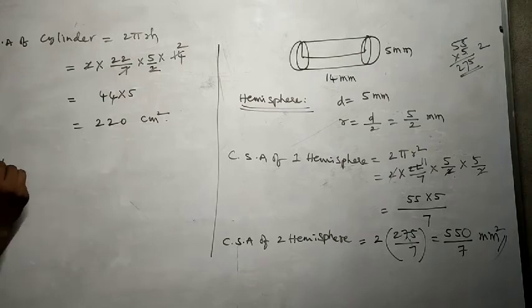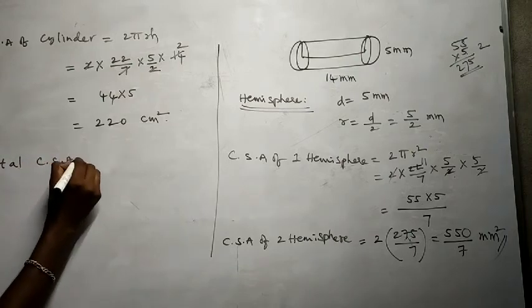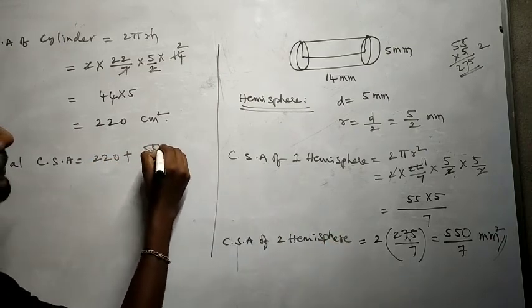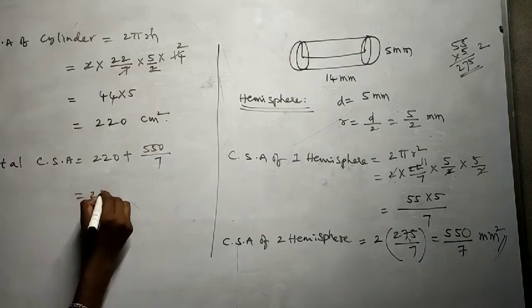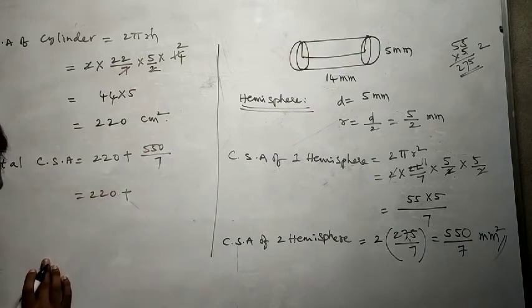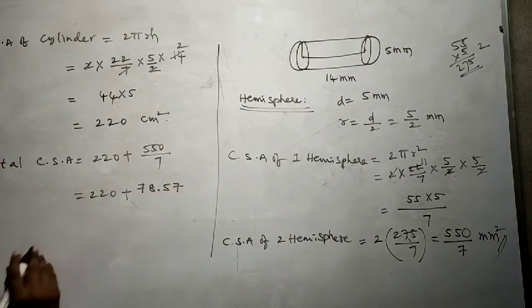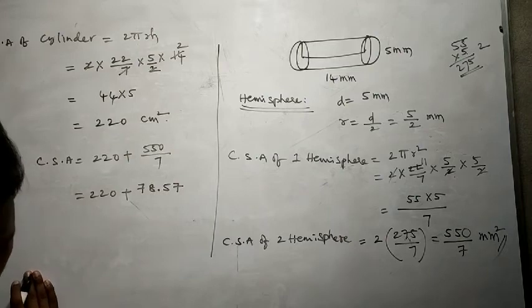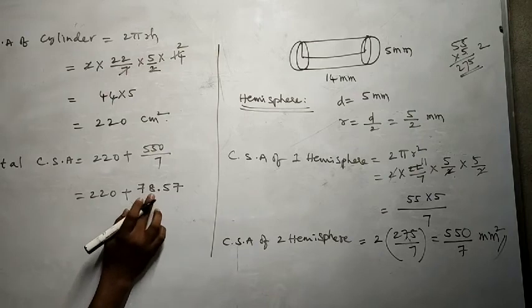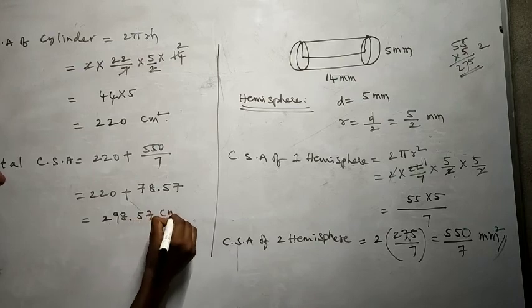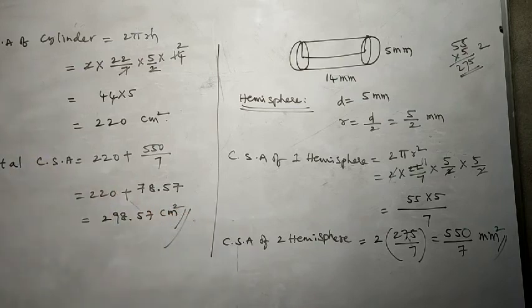Therefore, total CSA: here we got 220 plus, there we got 550 by 7. So the 550 by 7 we'll write as a decimal form, that is 78.57. Look at the decimal, we have a whole part, only 78. So we'll write 298.57 centimeter square. So it is the CSA of the total solid figure.